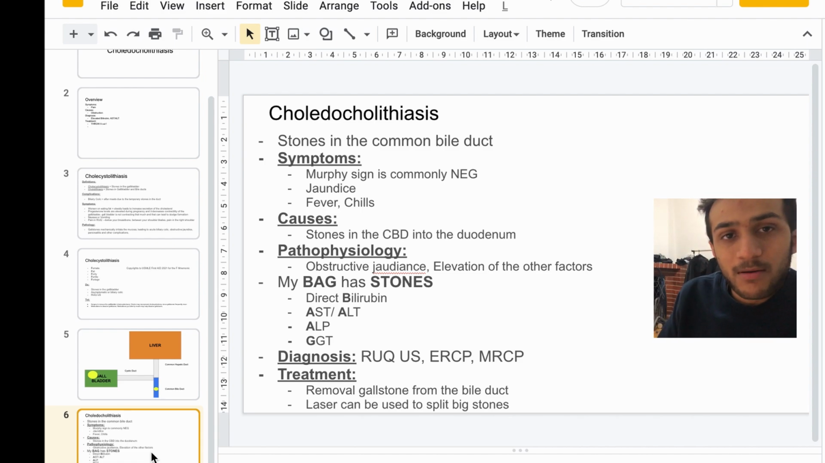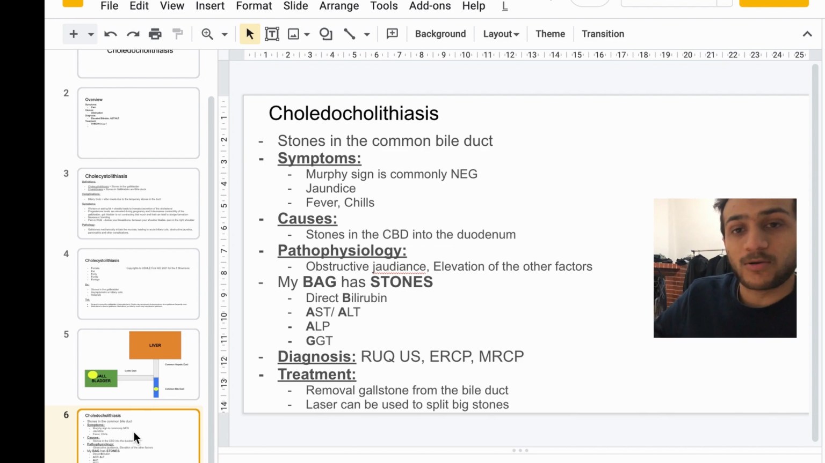The way that you want to remember this is BAG has stones. The B over here is direct bilirubin. Why direct? Why not indirect? Because direct is the one that's conjugated. It's already conjugated because it's coming from the liver. We're not damaging the liver here, we're damaging the common bile duct. It can be aspartate aminotransferase, alanine aminotransferase, alkaline phosphatase, gamma glutamyl transferase.